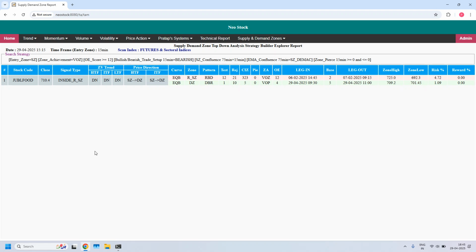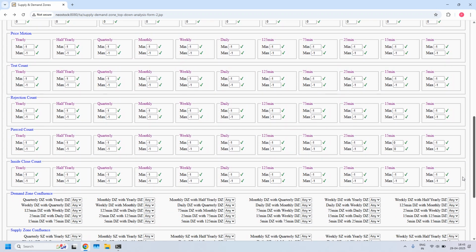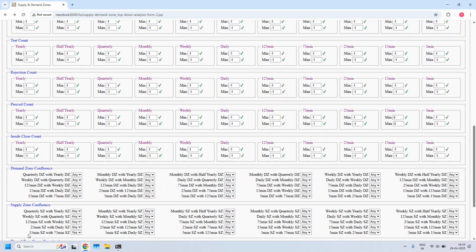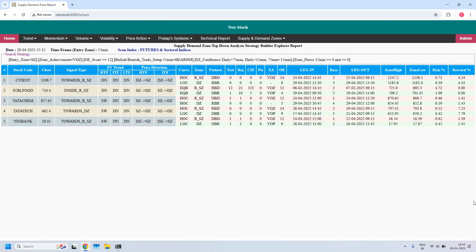Okay. Next we will look into LTF, ITF and HTF supply zone confluence supported stocks. Removing EMA filter. In the supply zone confluence, 3 filters we have to set. First filter is already enabled. Next 15 minutes and daily supply zone confluence. 75 minutes and daily supply zone confluence. With all the 3 filters, we got 5 stocks.